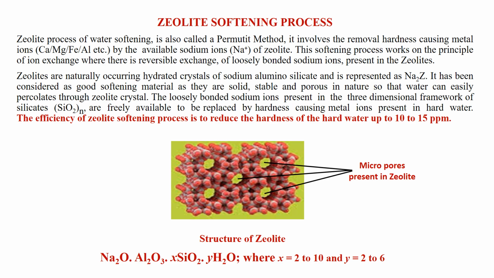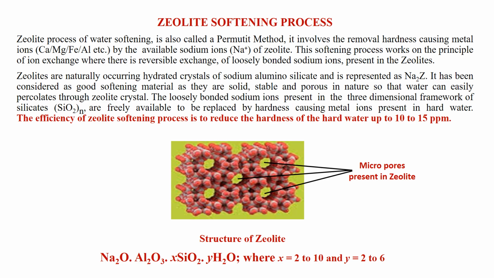These zeolites are naturally occurring hydrated crystals of sodium aluminosilicate and are generally represented as Na2Z. It is considered a good softening material as it is solid, stable, and porous in nature, so that water can easily percolate through the zeolite crystal. These loosely bonded sodium ions present in the three-dimensional framework of silicates, SiO2, are freely available to be replaced by the hardness causing metal ions present in hard water.